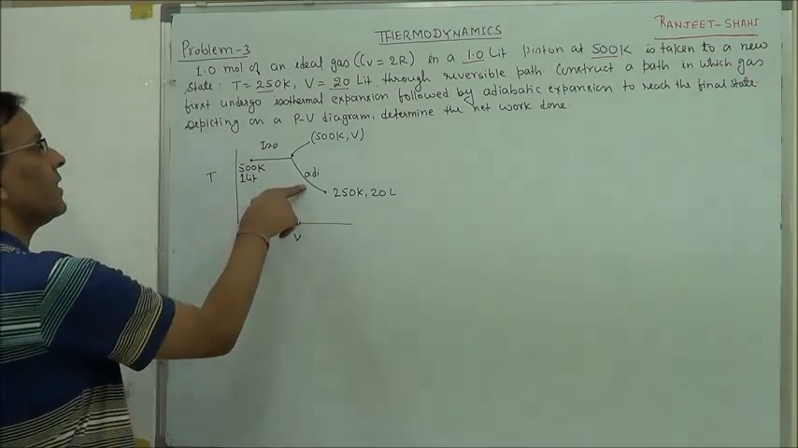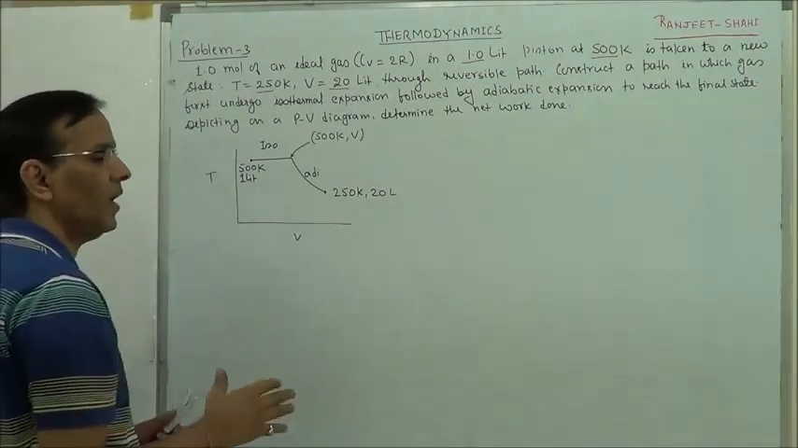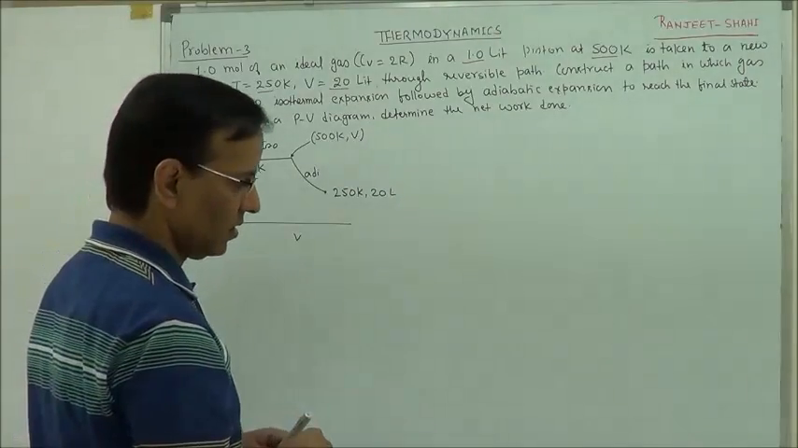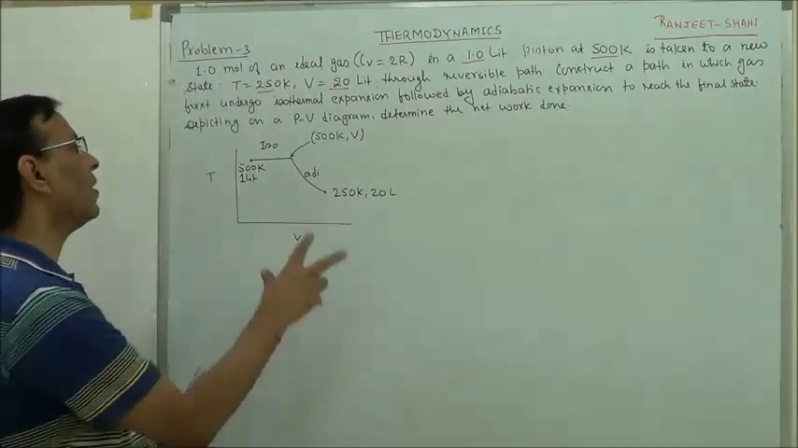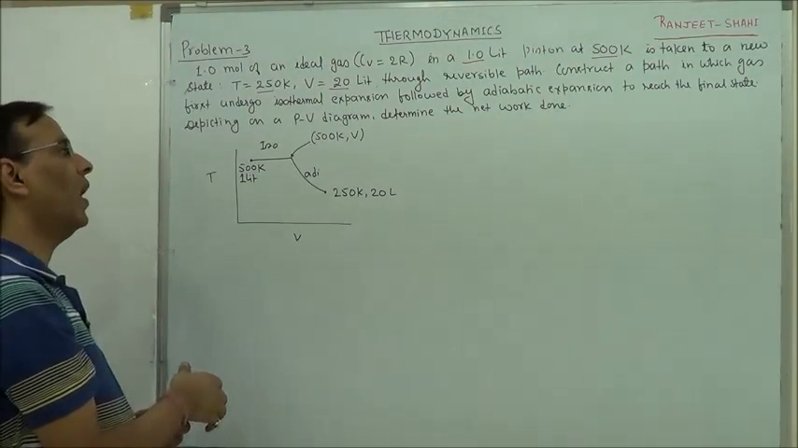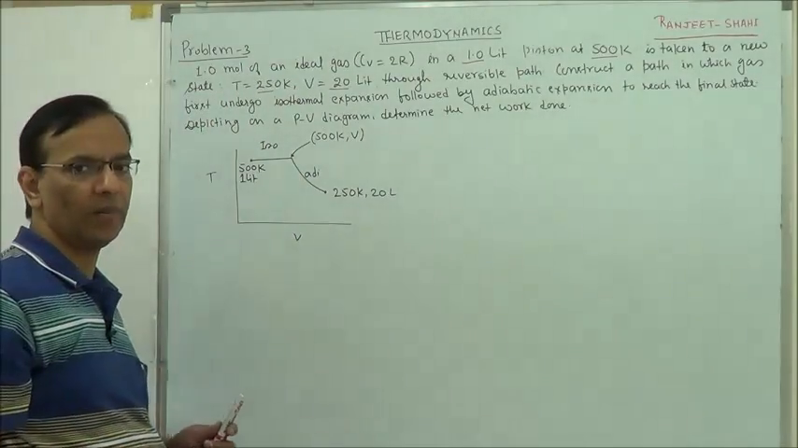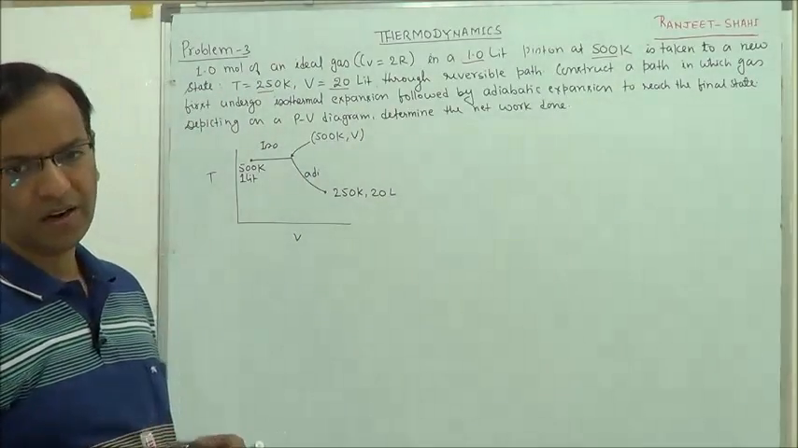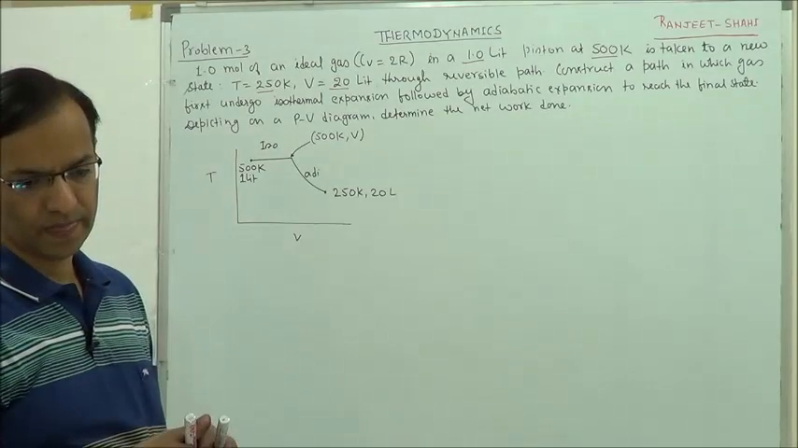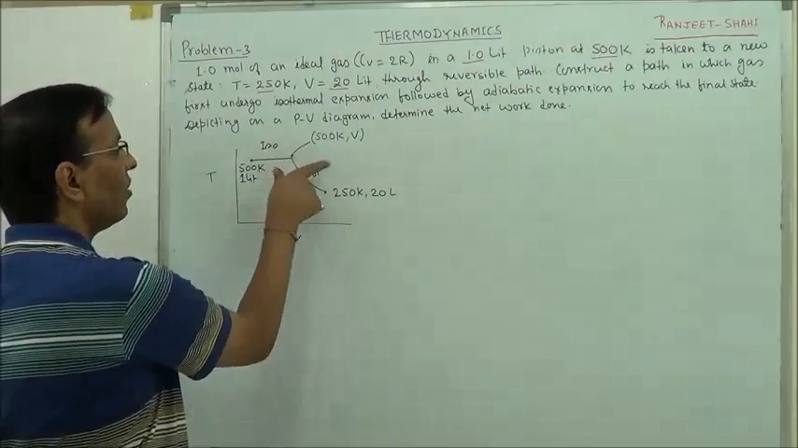Work done in the second step can easily be known. Since it is an adiabatic process, work done will be nCV delta T. The problem here is to find the work done in the first isothermal step, and for that we'll have to find out the intermediate volume. Then only we can apply the nRT ln V2 by V1 formula.